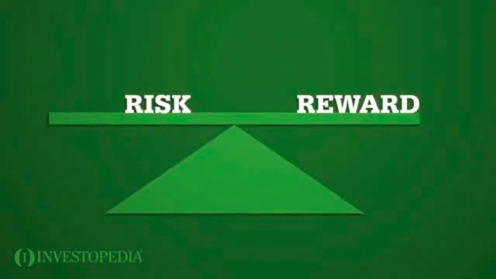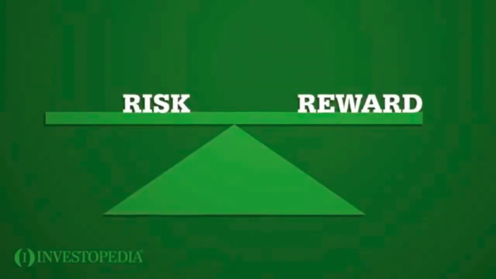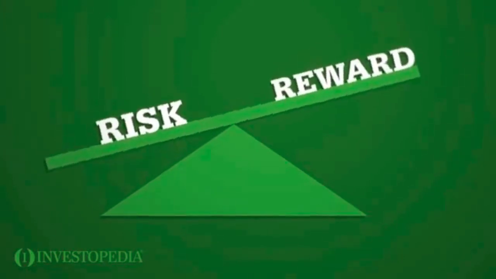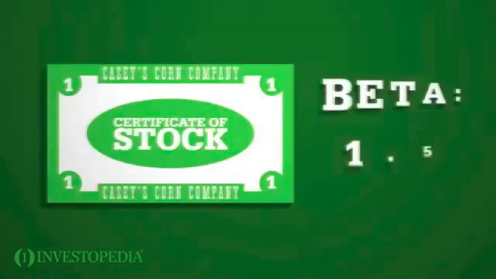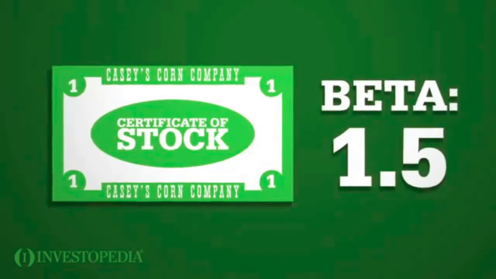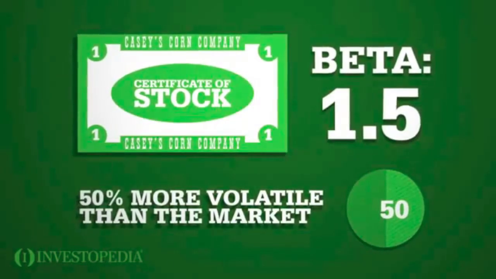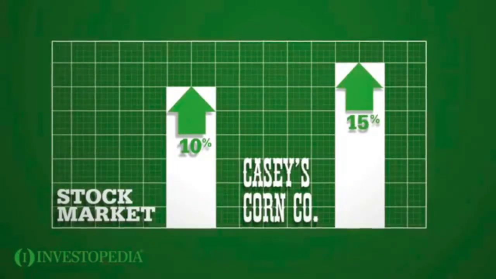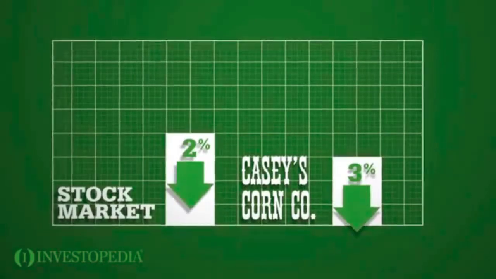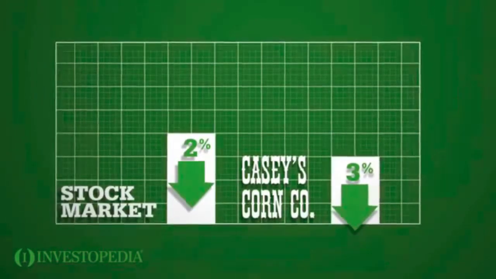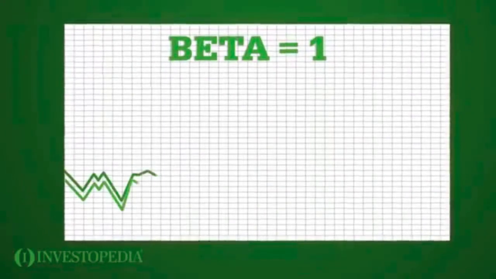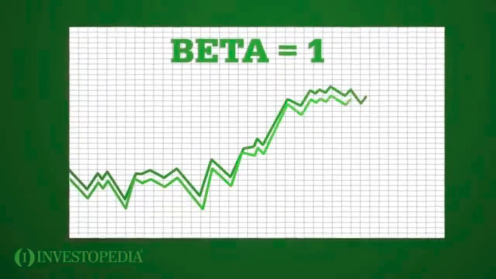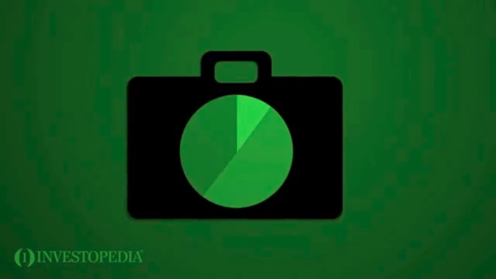The risk and reward trade-off suggests that high beta stocks have a greater risk and, as a result, a higher expected return. If Casey's has a beta of 1.5, it will theoretically be 50% more volatile than the market. This means it is likely to gain 15% when the market gains 10% and lose 3% when the market drops 2%. A stock with a beta of 1 would move in tandem with the wider market. Both low and high beta stocks have their place in a portfolio.